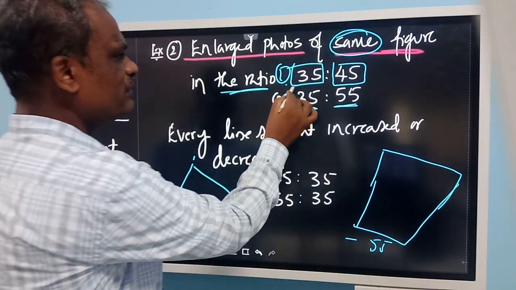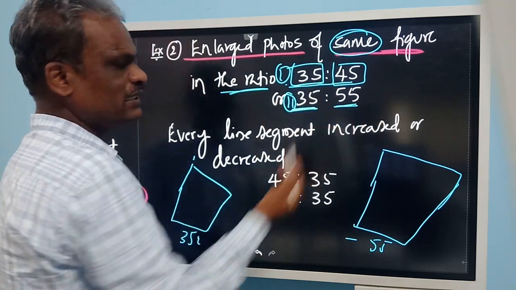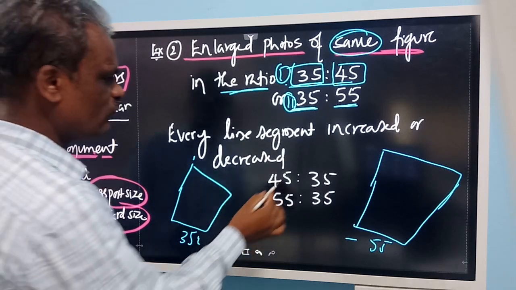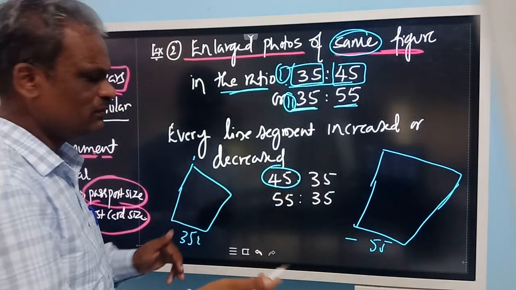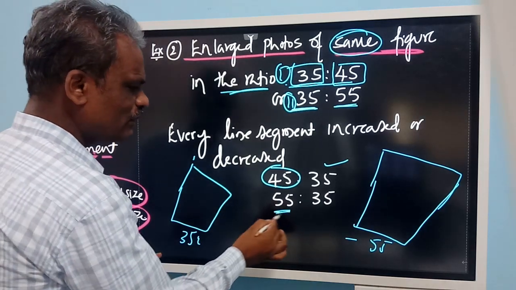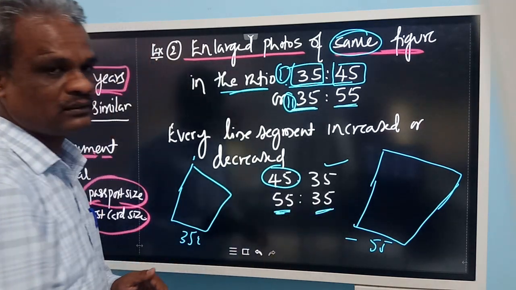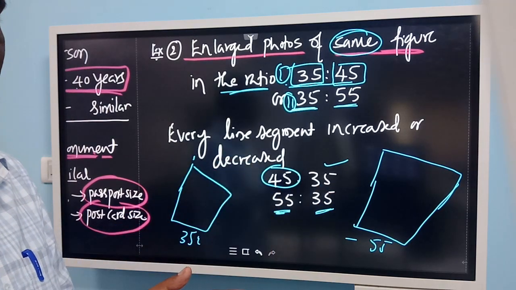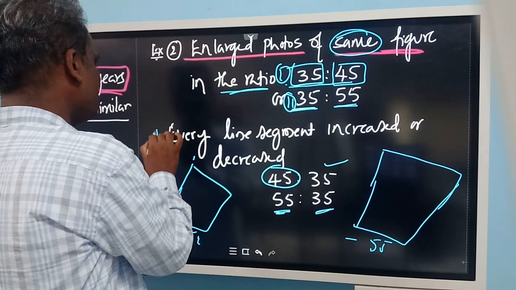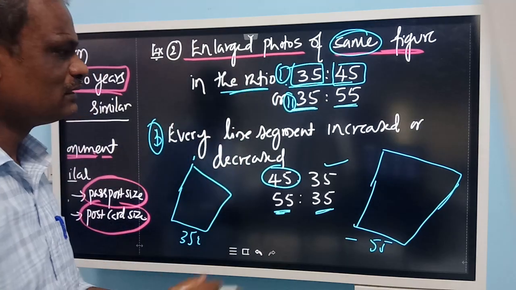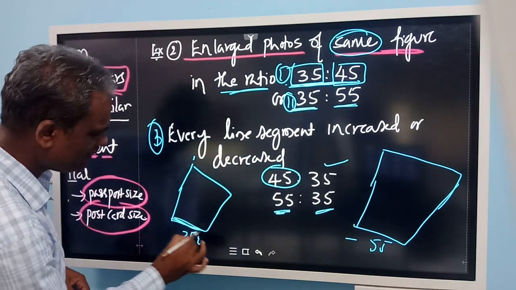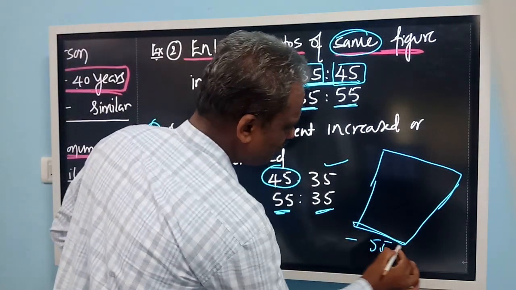Okay. Now what is that? This is called a ratio, increased here. Or sometimes you can decrease the size: a 45 centimeter width photograph reduced to 35, or a 55 centimeter photograph reduced to 35. You can decrease or increase the size of the photograph, but they remain similar only. This is called the ratio of the corresponding sides. You are enlarging the side of 35 centimeter, you made it 55 centimeter.